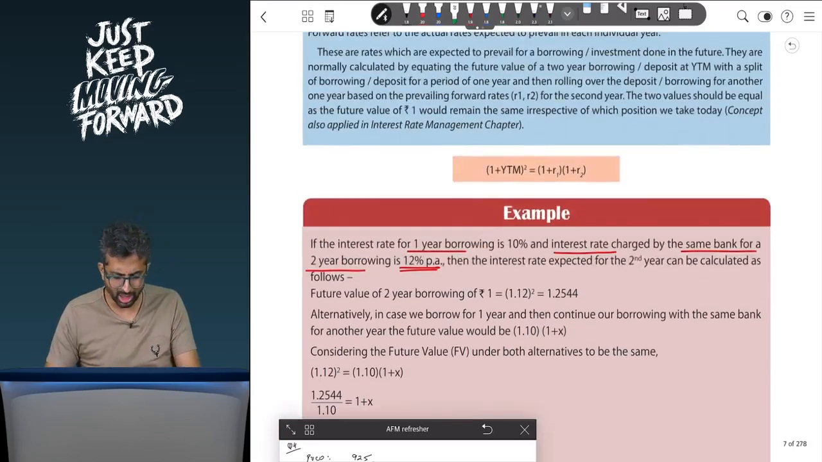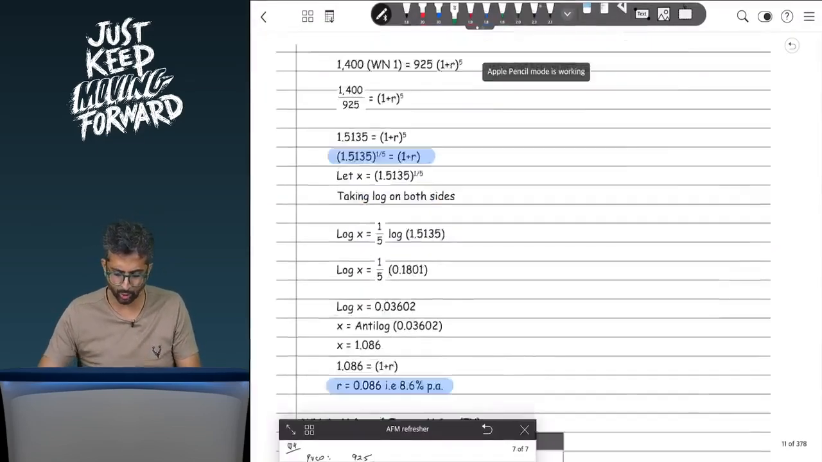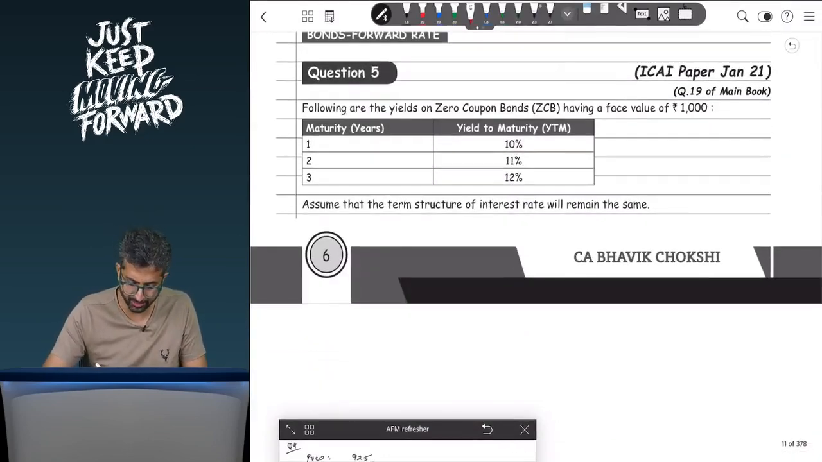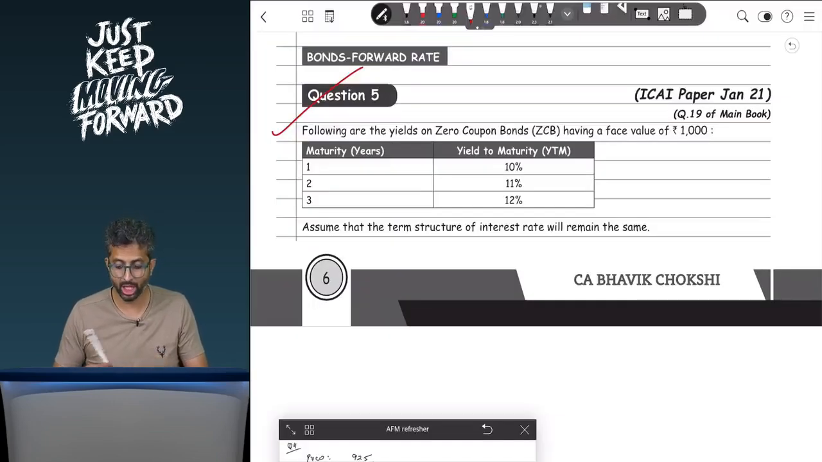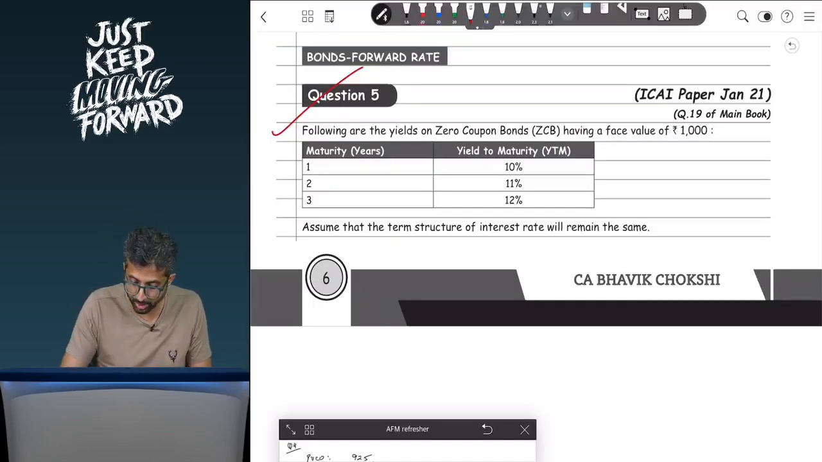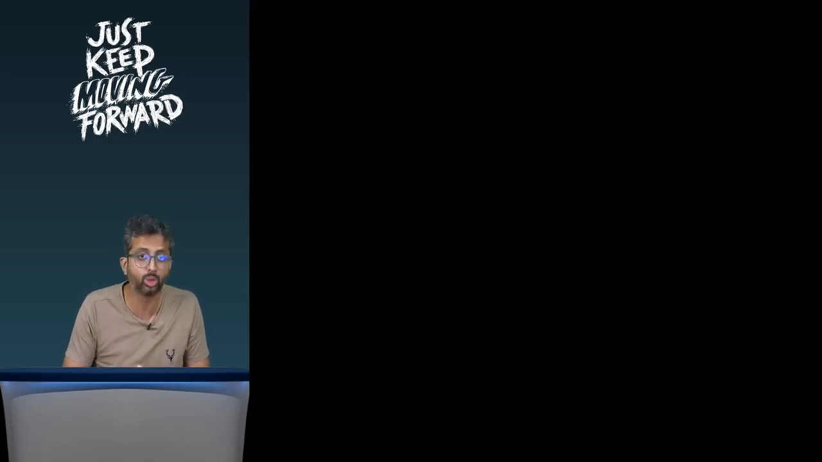So let us try a question pertaining to forward rates. Let us go to question number 5. It's a January 21 main exam question. Over here, you go to page 6, question number 5. Following are the yields, that is returns, on a zero coupon bond having a face value of 1000 rupees. These are the yields given.